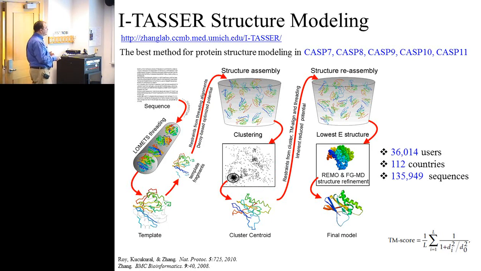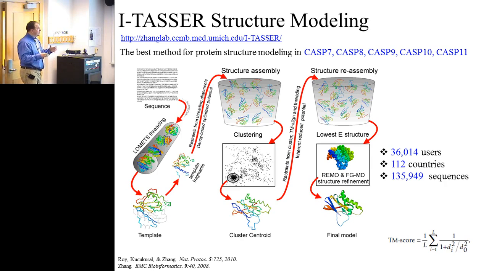These templates are excised into fragments, and these are used as a series of restraints to do structural assembly. There's about 15, I think, different terms in I-TASSER that are used to drive the structural assembly process besides the restraints, and then we do a process called clustering.